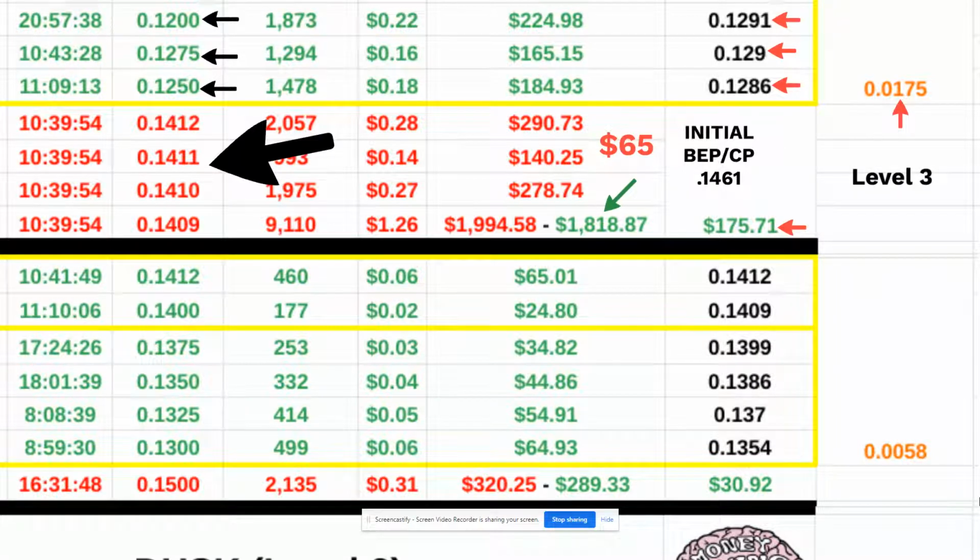Now, the next thing I want to keep in mind, this was on level 3. I made that 175.71 on level 3. On level 10, following the same numbers, just using the level 10 numbers, the same price action, you would have made over 2 grand. Same price movement, just a different level. So as you can see, your profit also depends on what level you start on.